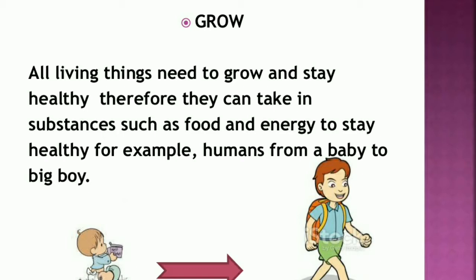Then grow. So here we can see all living things need to grow and stay healthy. Therefore, they take in substances such as food and energy to stay healthy. For example, humans grow from a baby to a big boy. So here we can see all living things can grow. Here humans can grow from a baby to an adult. It is growing. So all living things can grow.